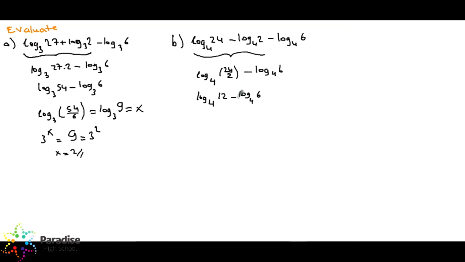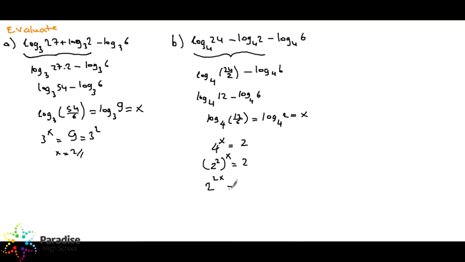Same base number, and there is subtraction in between. Logarithm 4 base 12 over 6. That makes logarithm 4 base 2. That's equal to x. So what is it? Then 4 to the power of x in index form is equal to 2.